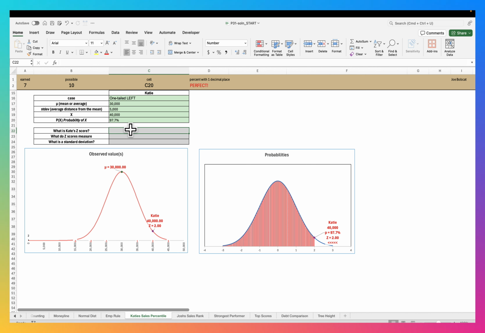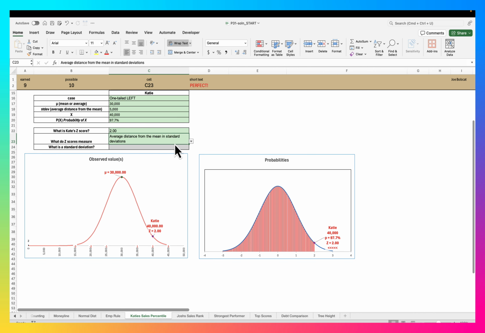Well, there are 2 ways that you can compute a z-score. You can either do it off the probability, or you can do it the way we typically do it, which is x minus the mean divided by the standard deviation. So that's how we get the 2.0. What do z-scores measure? It's the distance from the mean in standard deviations. And what is a standard deviation? It's just the average distance from the mean.